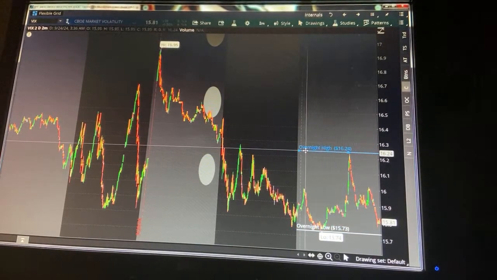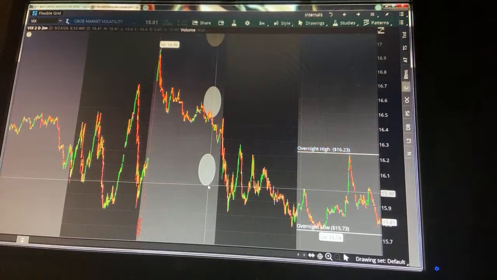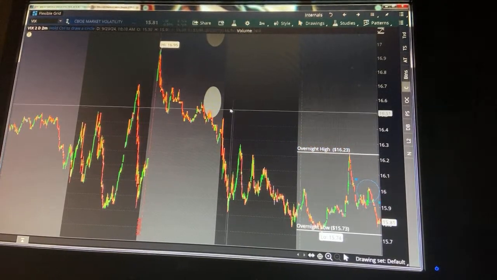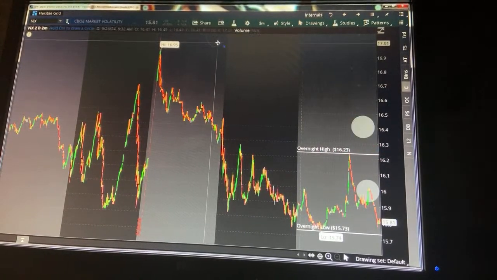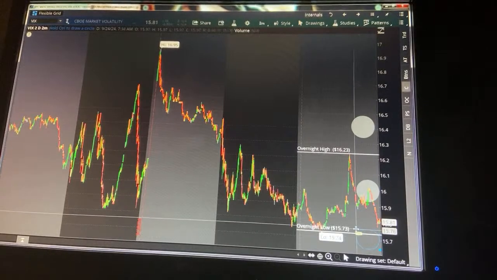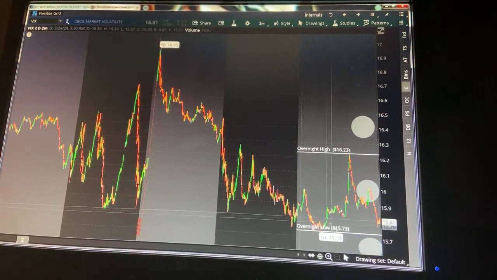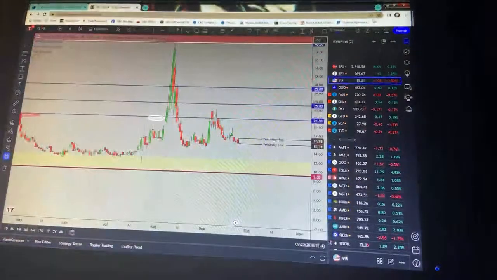If VIX up, market typically down. If VIX down, market typically up. Inverse correlation. So I usually map out the range, the mid-range, the above overnight high, see if it sustains that, and below Globex low to see if we trend and sustain below the overnight low. Okay, so VIX is my barometer.